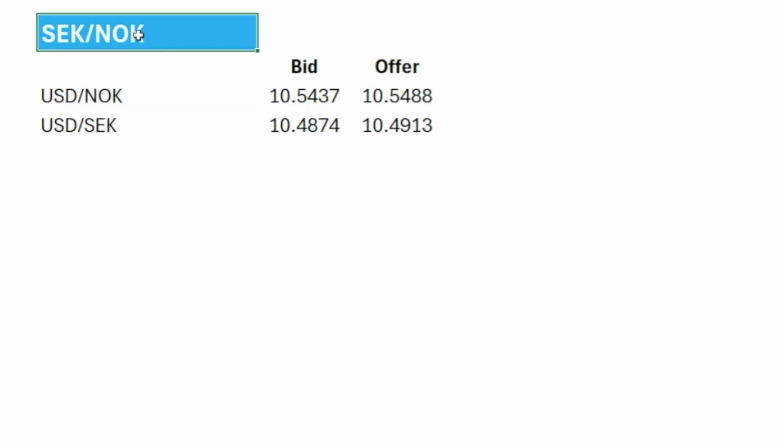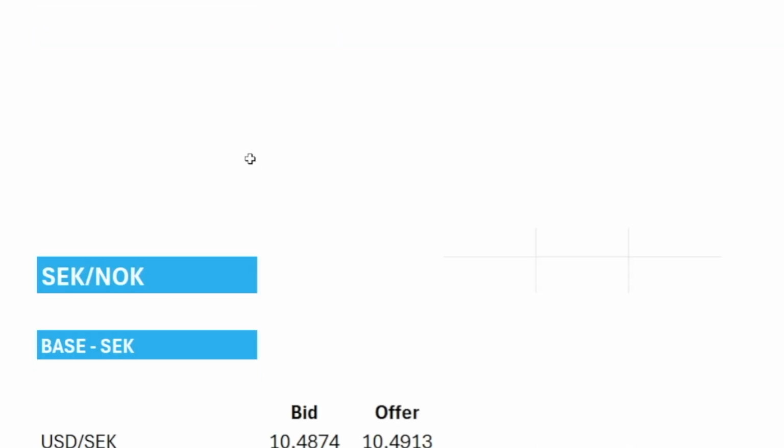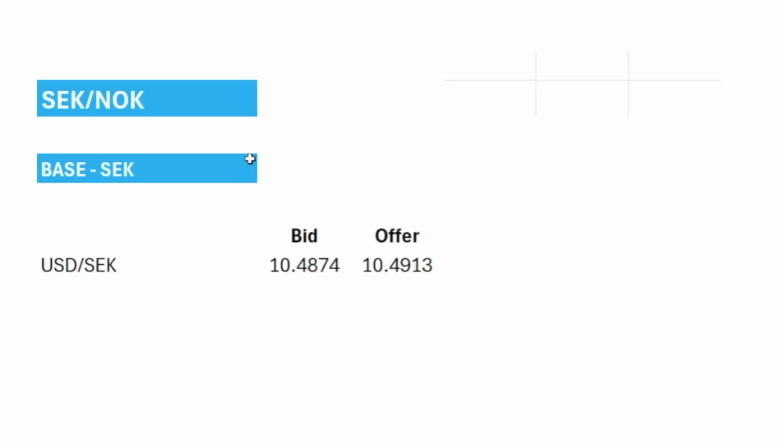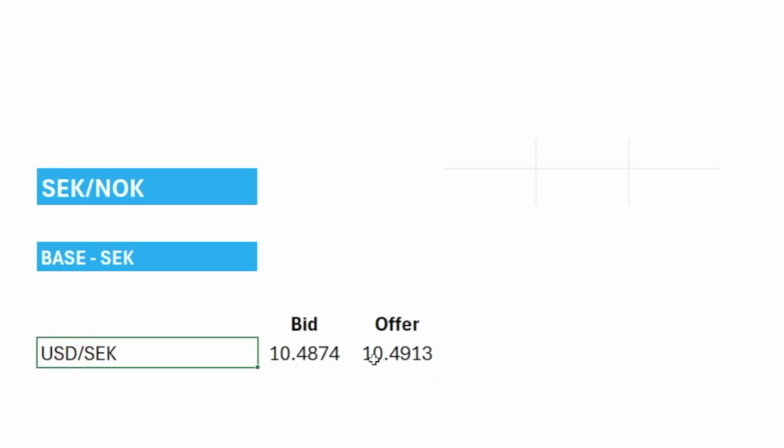We start with identifying the base currency of the desired pair. In other words, the Swedish krona. That would be this second currency pair listed. So we have USD SEK, with dollars as the base currency and Swedish krona as the counter. In order to perform our calculation, we need the Swedish krona to be in the base currency position.